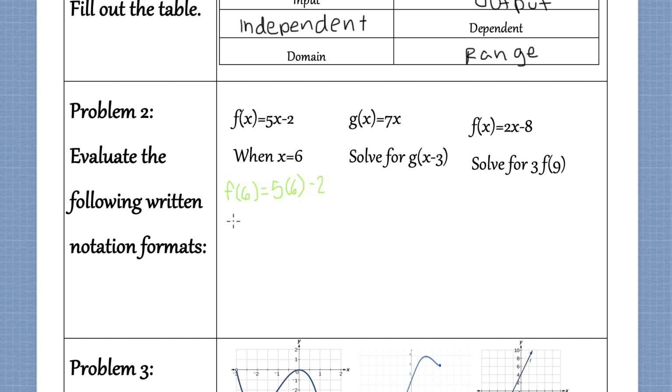We're just going to solve for this. f of 6 is equal to 5 times 6, which is 30, minus 2, which would give us that f of 6 is equal to 28. That would be the answer for our first problem.